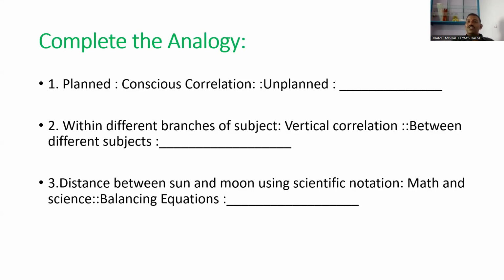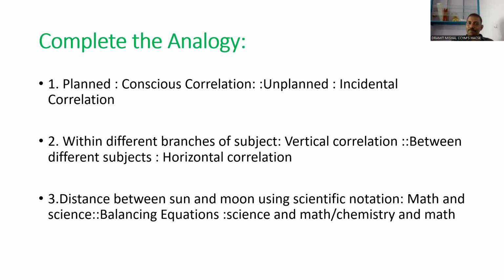If planned correlation is nothing but conscious correlation, then what is unplanned correlation? If correlation within different branches of a subject is called vertical correlation, then what is the name for correlation between different subjects? If an example of correlation between math and science is the distance between sun and moon using scientific notation, then for balancing equations, what type of correlation is it? Now, check whether you have understood the questions I asked.